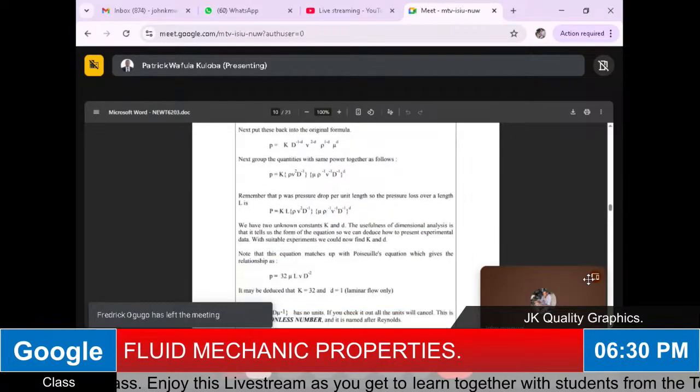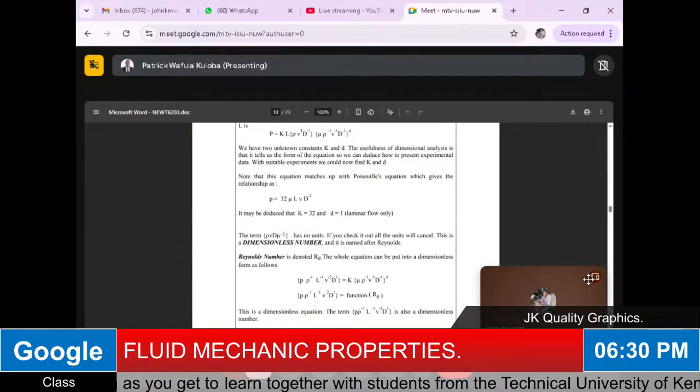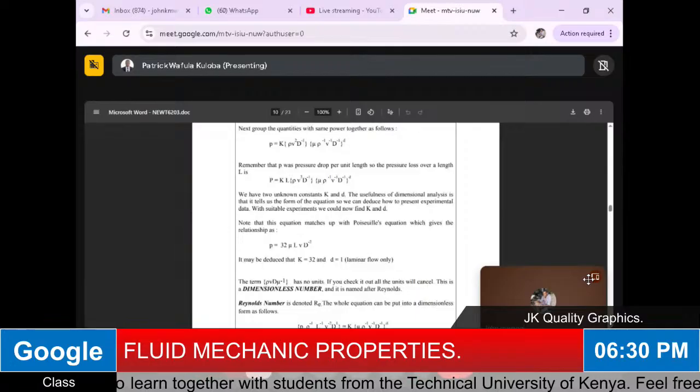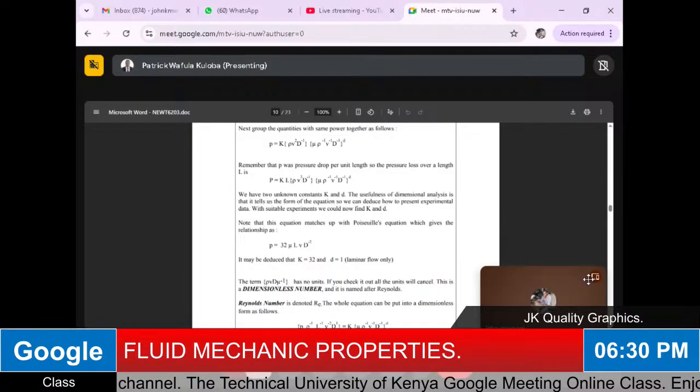Let me go back down. I wish we did this in class. So pi1 is equal to rho v raised to 2 d raised to minus 1. And pi2 is equal to mu rho raised to minus 1, v raised to minus 1 and d raised to minus 1. So pi1 is equal to that first one and pi2 is equal to the second one.